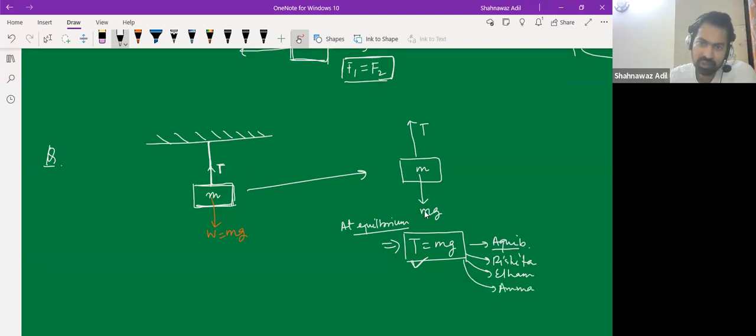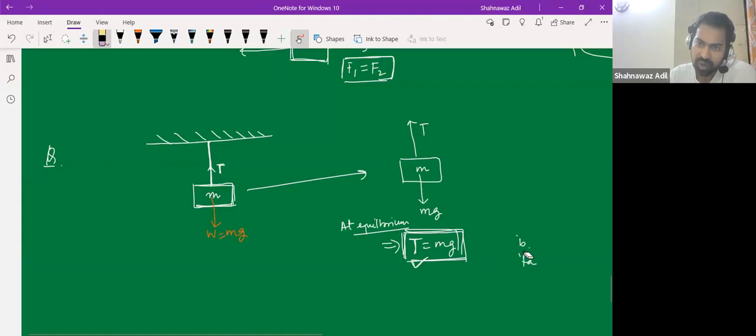Good. So this would be the answer, right? At equilibrium, total upward force equals total downward force. This string is pulling it upwards, and the weight is pulling it downwards. And it is at a stationary position, at equilibrium, so both the forces would be equal. This is the equilibrium condition.